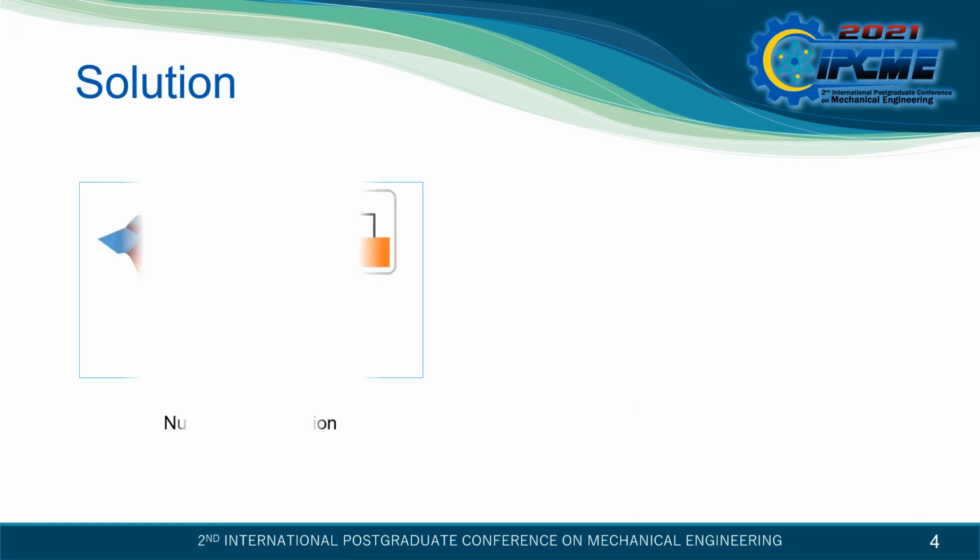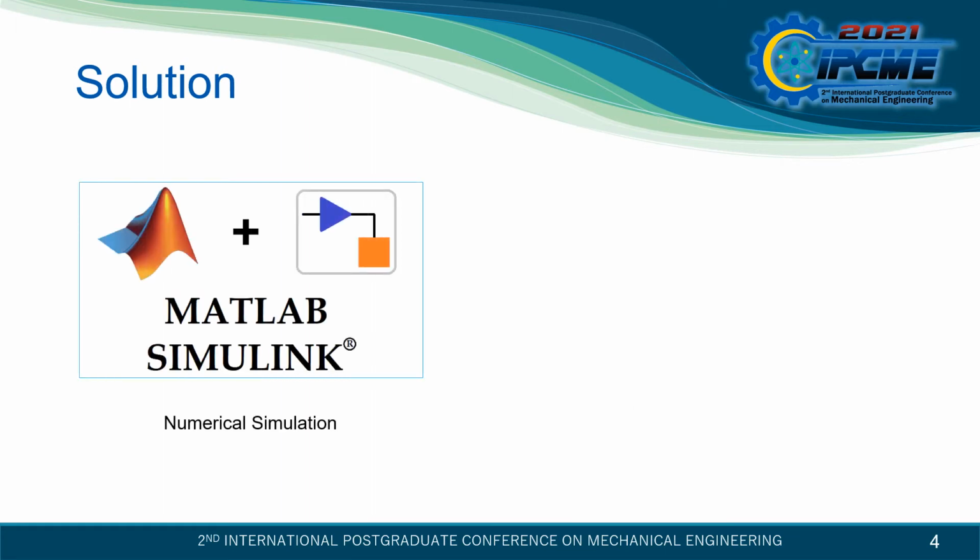Here is a solution: numerical simulation. Simulation is very safe because it uses software. You can use the software on your PC or laptop, and it is cheaper. If you do an experiment with a real car, the car can only be tested once and then becomes a scrapped car. But with simulation, no. You can do it as many times as you want.